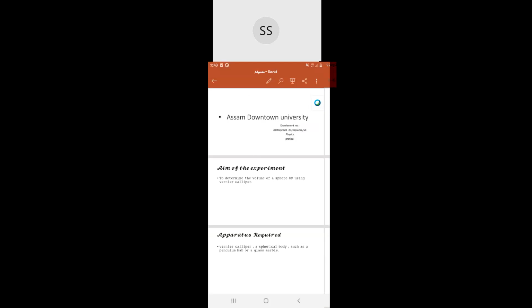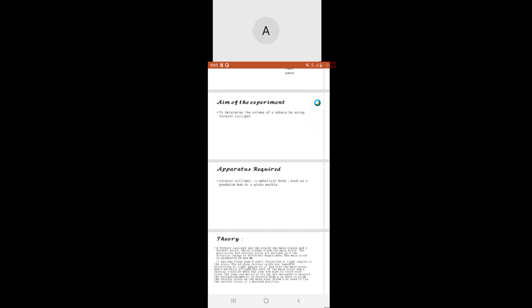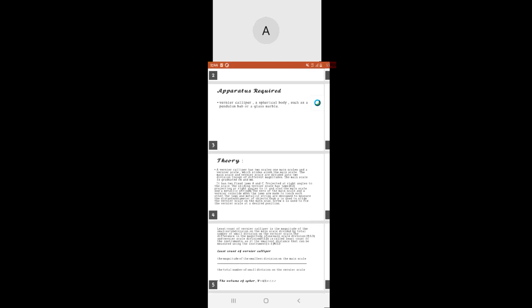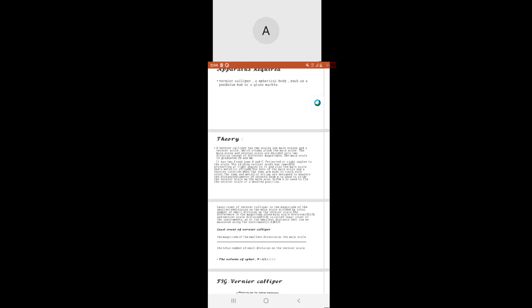Good afternoon, one and all. The aim of the experiment is to determine the volume of a sphere by using a Vernier caliper. Apparatus required: Vernier caliper, a spherical body such as a pendulum bob or a glass marble. Theory: a Vernier caliper has two scales, one main scale and a Vernier scale, which slides along the main scale. The main scale and Vernier scale are divided into divisions, though of different magnitudes. The main scale is graduated in centimeter and millimeter. It has two fixed jaws A and C projected at right angles to the scale.